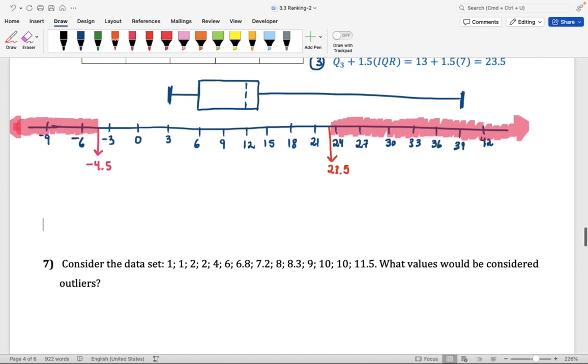Now I'm going to let you practice this on your own. Go ahead and consider the data set below. What values would be considered outliers? Below this video, I'm going to ask you to enter the value of the IQR. I'm going to ask you to enter the value of Q1 minus 1.5 times the IQR and the value for Q3 plus 1.5 times the IQR. Finally, I'm going to ask you if you have any data values that are considered to be outliers.